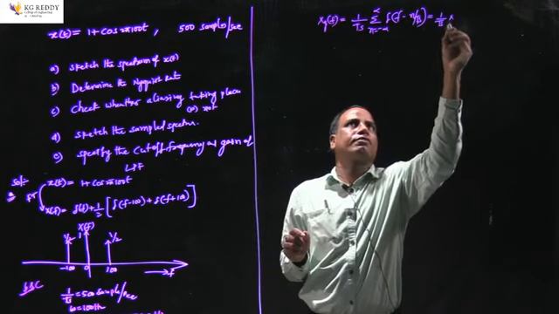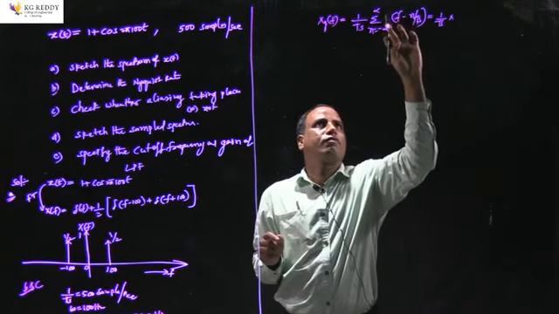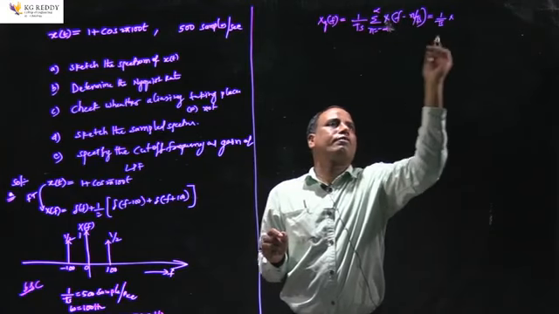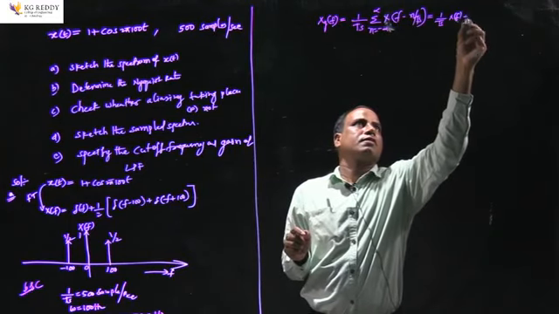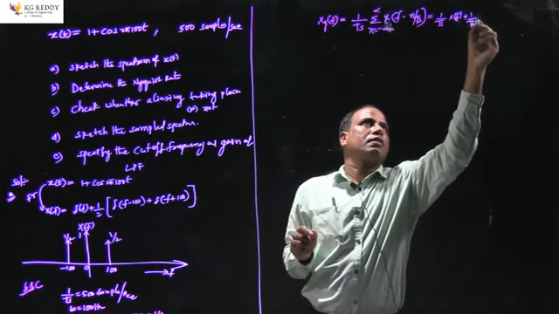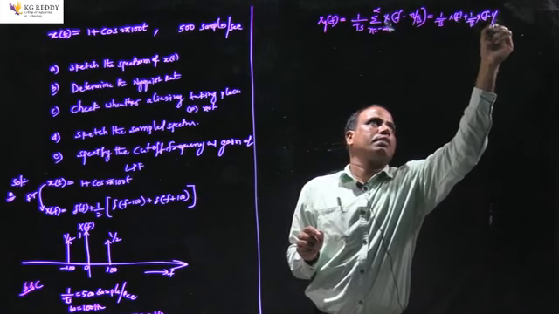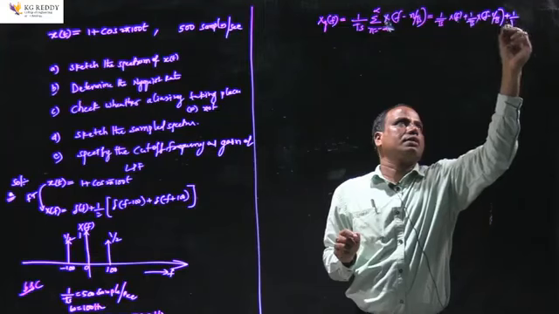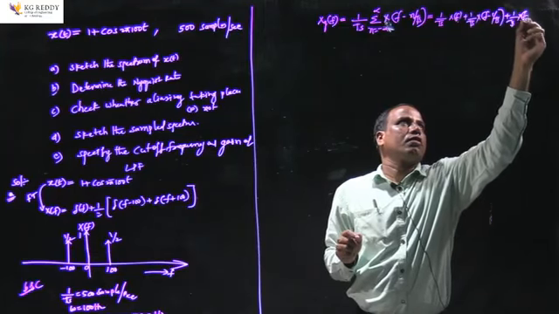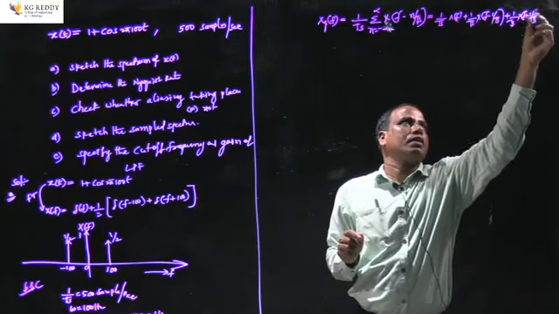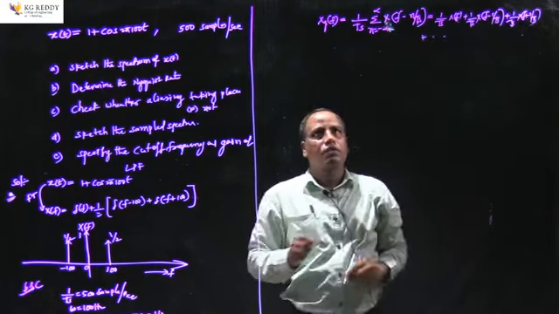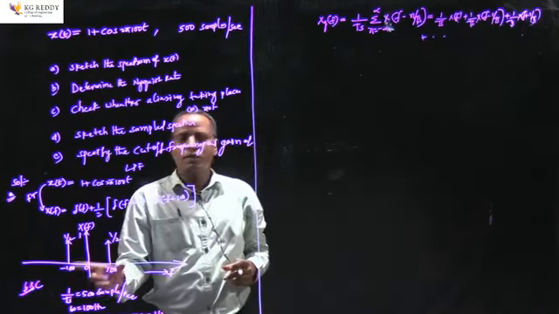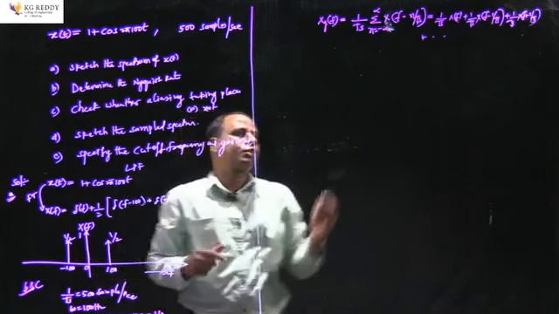into x of f plus 1 by Ts x of f minus 1 by Ts plus 1 by Ts x of f plus 1 by Ts, and it continues. Now x of f we have already drawn here, and based on this x of f we are going to draw the sample spectrum.